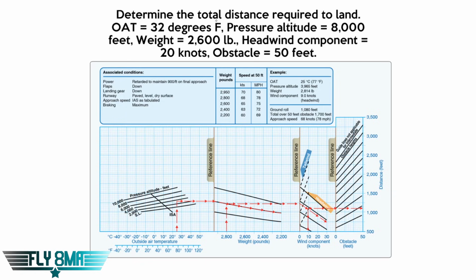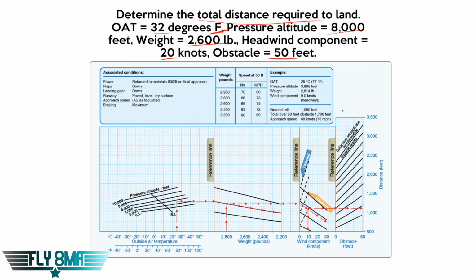Here we have a pretty normal problem asking us what is the total distance required to land. So we have some givens. 32 degrees Fahrenheit, really always important to look at if it's Fahrenheit or Celsius. Pressure altitude is 8,000 feet. Our weight is 2,600 pounds. Headwind component 20 knots. Pretty good headwind component there. Lots of wind blowing right on the nose. And the obstacle that we have to clear is 50 feet.